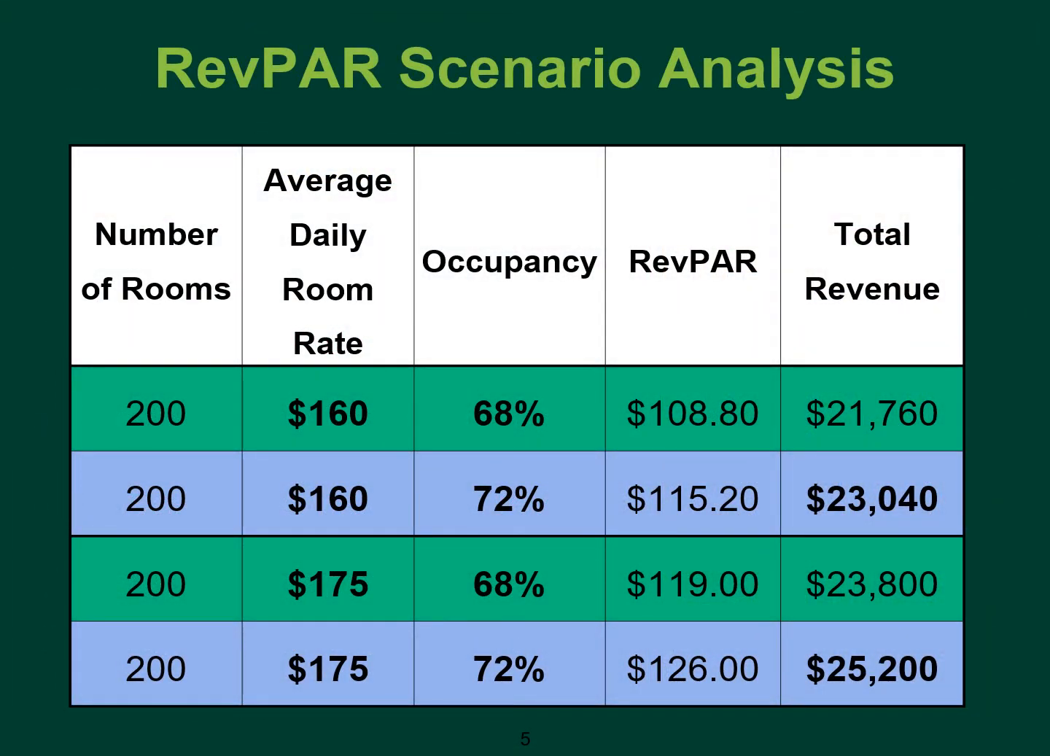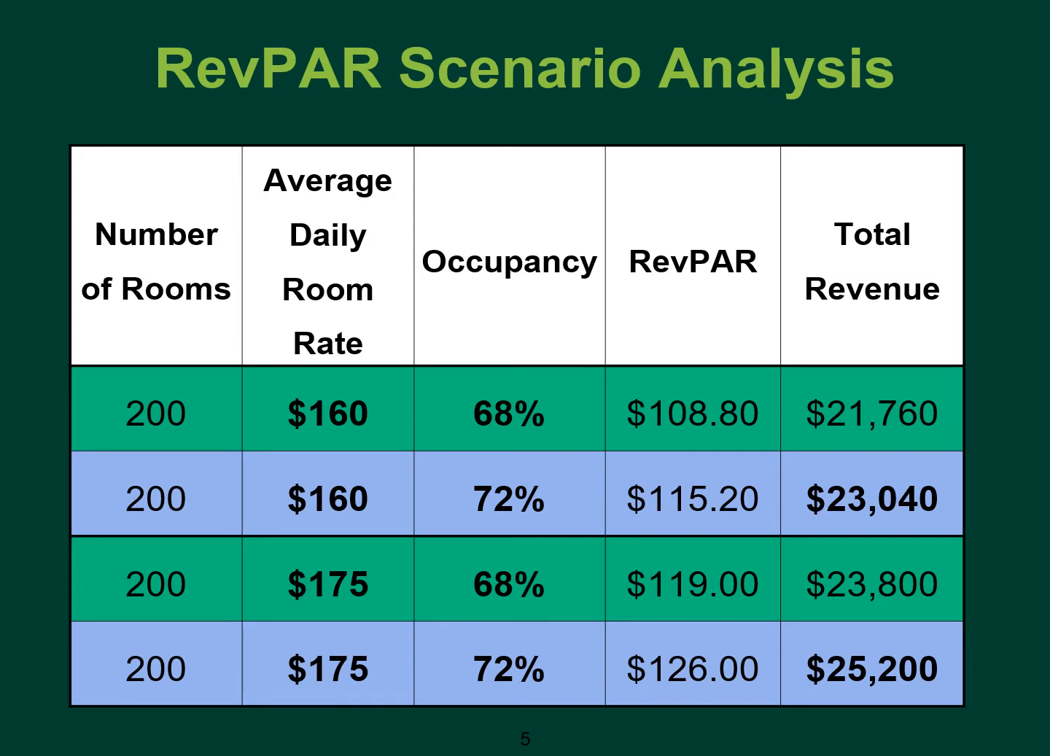Here we can take a look at a couple different scenarios. We have the number of rooms on the left at 200. On the first two lines, you'll see that the average daily room rate is $160. If we increase our occupancy rate from 68 to 72%, you can see the total revenue over toward the right jumps up by a couple of $1,000s.